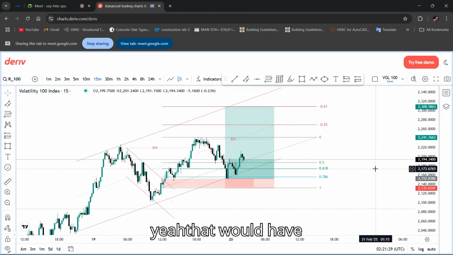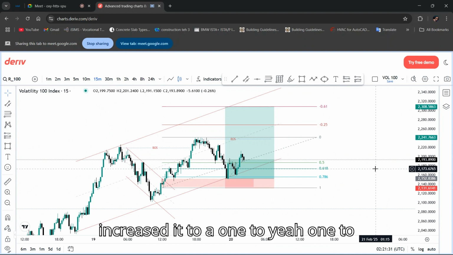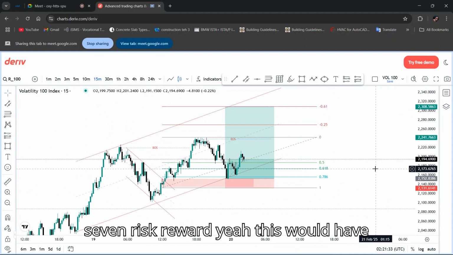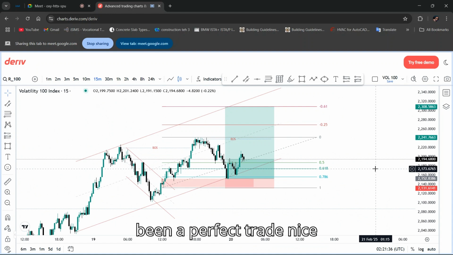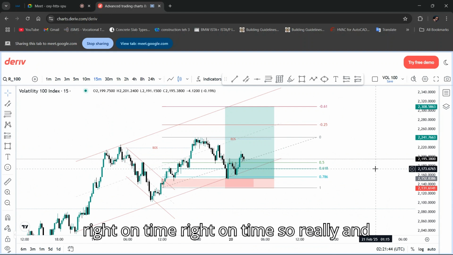Yeah, that would have increased it to a 1 to 7 risk reward. Yeah, this would have been a perfect trade. Nice. Right on timing. Right on time.